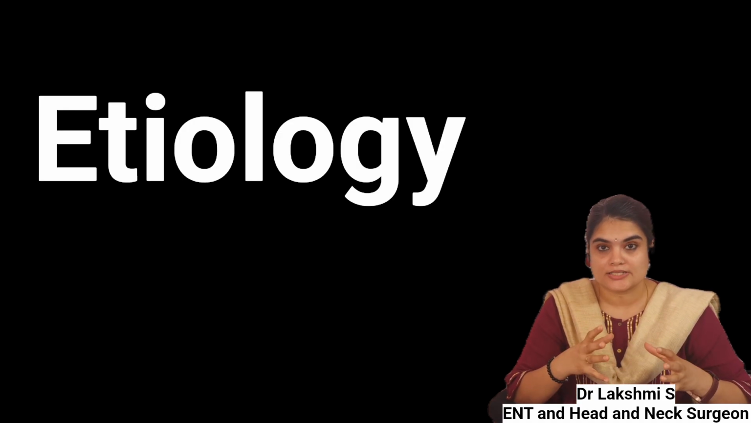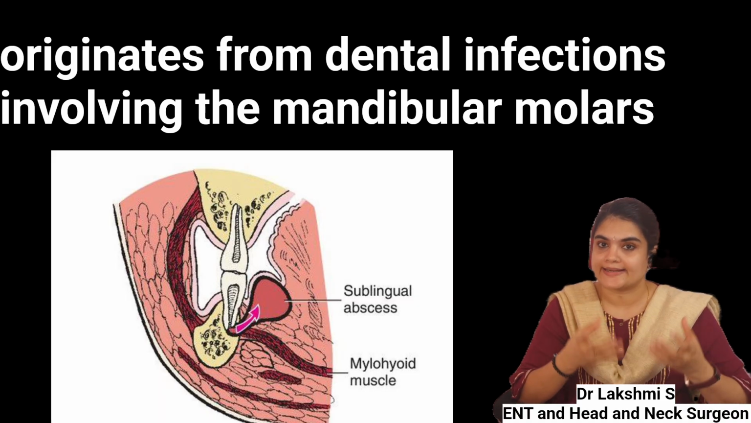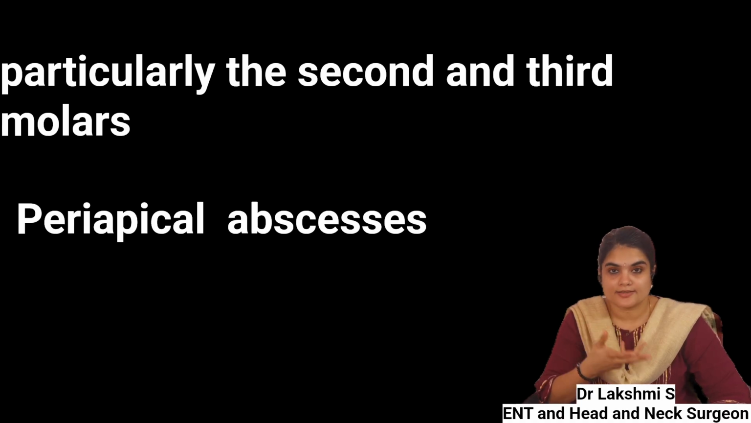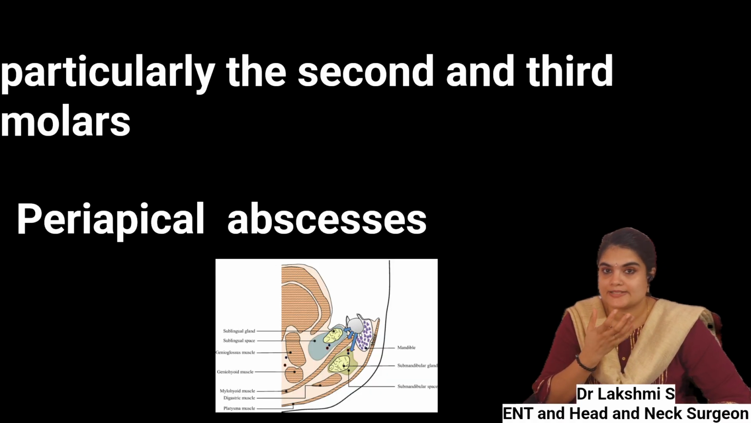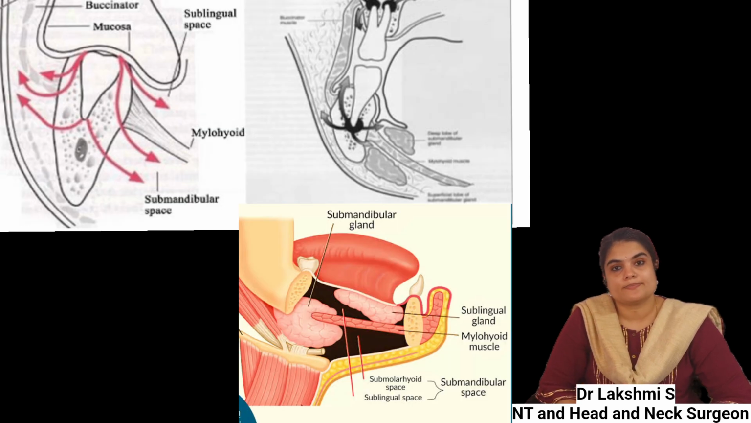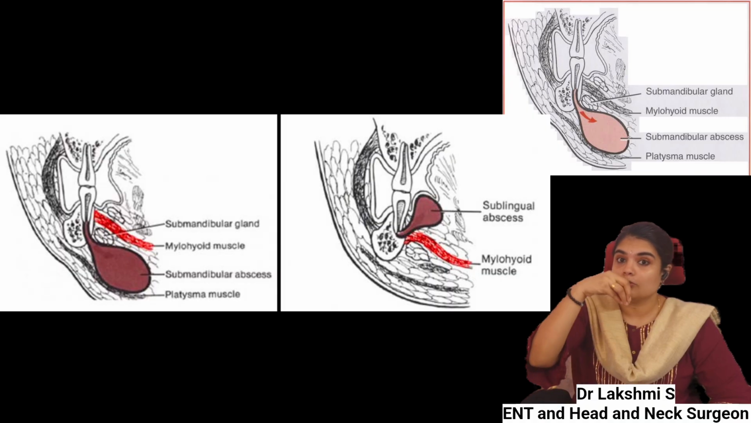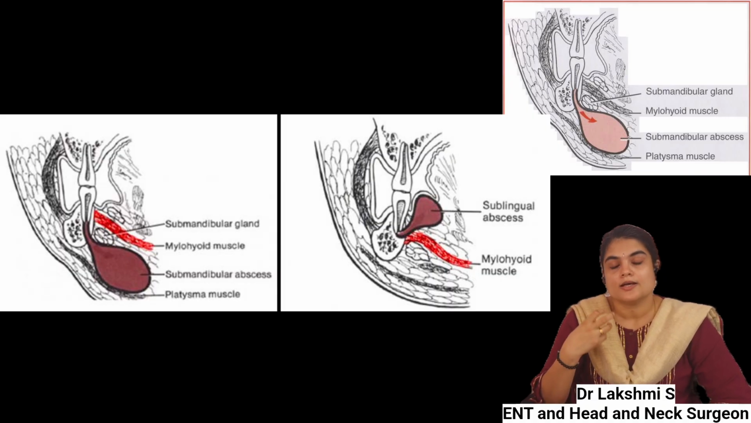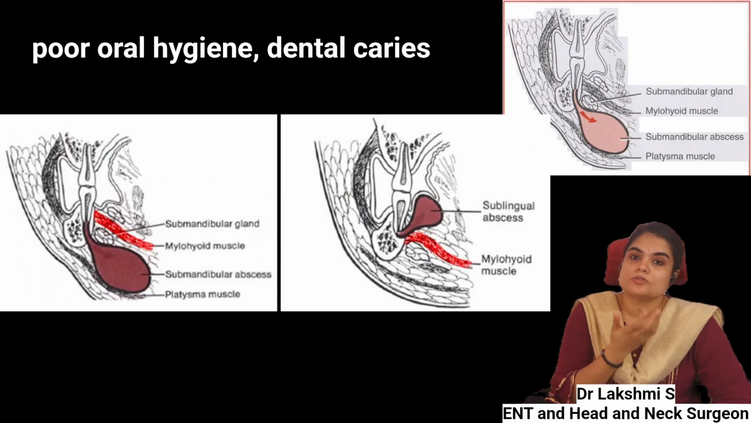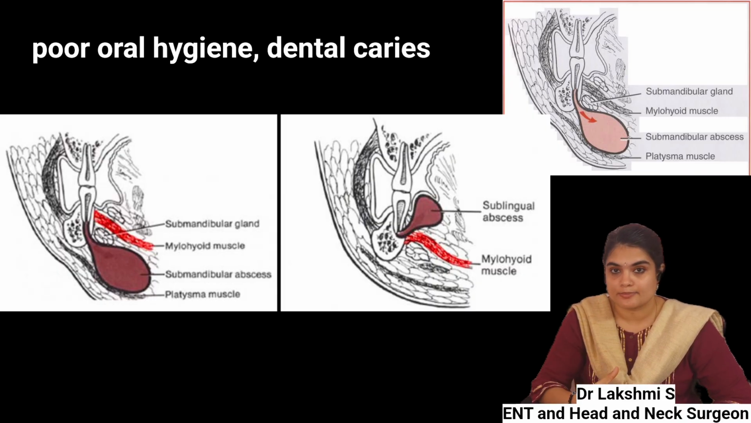What is the etiology? The infection most commonly spreads from dental caries or dental infection. Most particularly, the infection occurs from the second and third molars. The periapical abscesses occurring on these teeth can spread into the sublingual and submandibular space, causing Ludwig's angina. The roots of the premolars are above the attachment of the mylohyoid muscle, so initially it spreads into the sublingual space. And the roots of the molars are below the attachment of the mylohyoid muscle, so initially it spreads into the submandibular space.